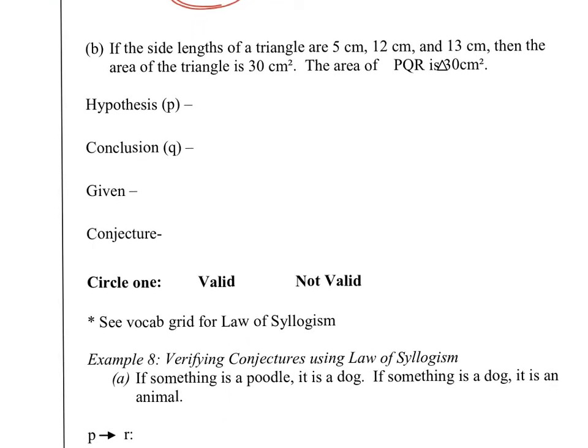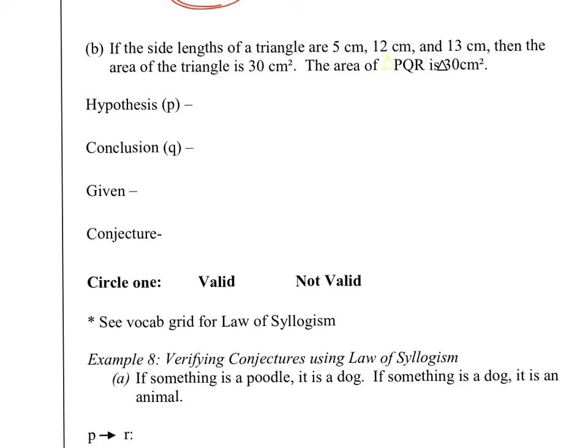Okay, so if the side lengths of a triangle are 5, 12, and 13, then the area of the triangle is 30 centimeters squared. This got a little out of whack here. This little triangle symbol should be right there. If the area of triangle PQR is 30 centimeters squared.